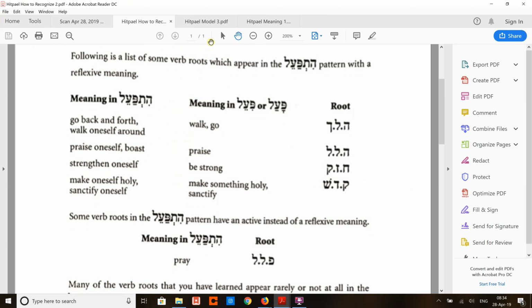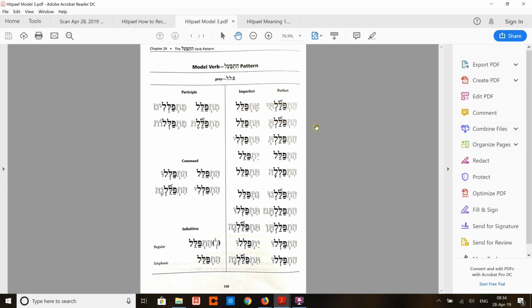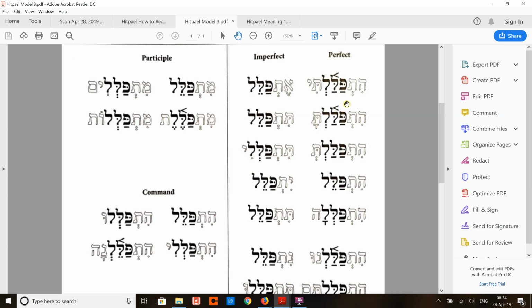Okay, now let's look at the model. So, as our book is wont to do, and I'm grateful for this, they highlight the things that are added to the verbal root. So let's look at the perfect. Let's actually look at the forms you will need to know on the final. And that's, again, as a reiteration, only the third masculine singular form. That's all I'm asking you to be able to identify.